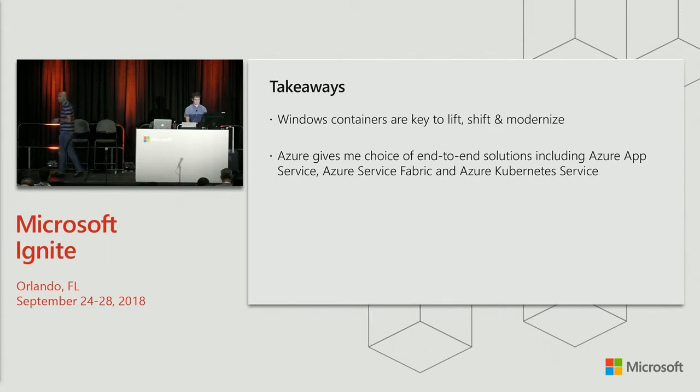So what are the takeaways we want you to take away today? One, Windows containers are key for a lift, shift, and modernize exercise. A lot of folks have existing apps, and you want to be able to lift and shift them into the cloud. You get some of the benefits of containerization, like better agility and more density, so you can save on VM costs. And eventually, you want to add new microservices or new container applications alongside it.